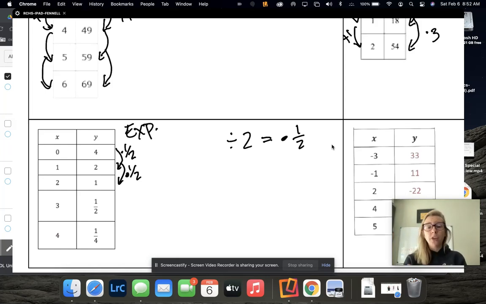Again, because I'm multiplying to get to each new value. And then my x values are increasing. I'm going from 0 to 1 to 2 to 3 to 4, right? So my x values are increasing, but my y values are getting smaller, right? They're getting smaller and smaller. 1 is smaller than 2, 1/2 is smaller than 1, and so on and so forth. So this is decreasing. Our y values are decreasing over time.